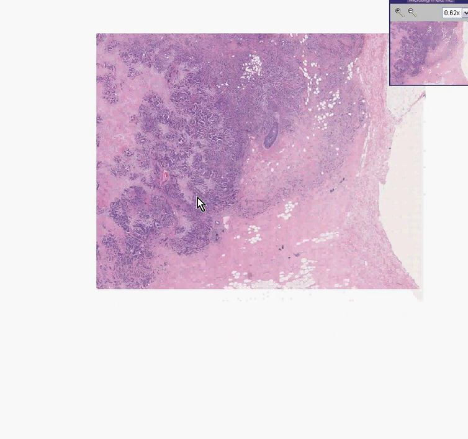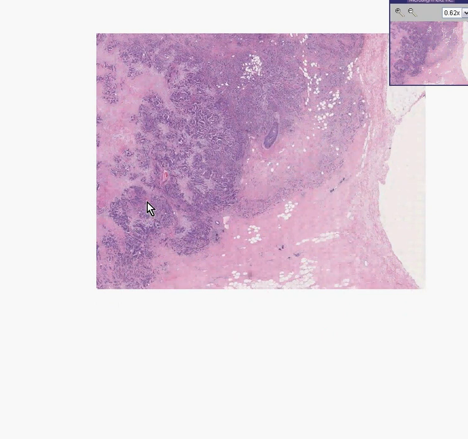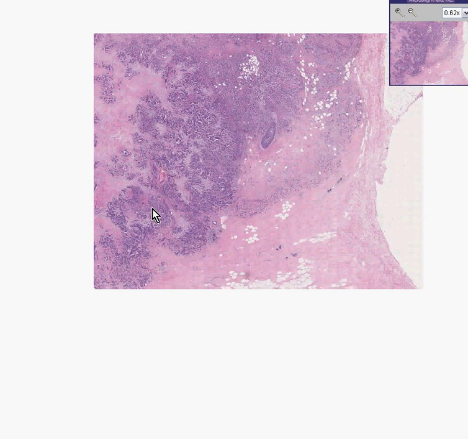Cancers are tumors that are not confined within capsules. They send these little infiltrating nests out into the fibrous tissue.